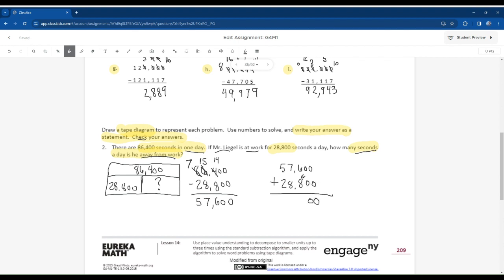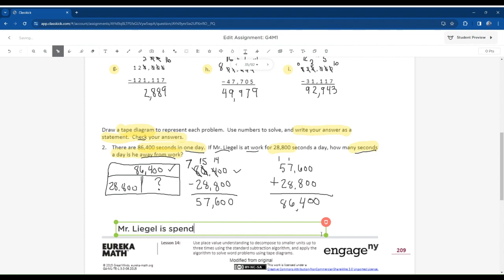0, 0. 8 plus 6 is 14. 1 plus 7 is 8. Plus another 8 is 16. 1 plus 5 is 6. Plus 2 more is 8 to make 86,400. Checks out. So we can say with confidence that Mr. Legal is spending 57,600 seconds away from work.